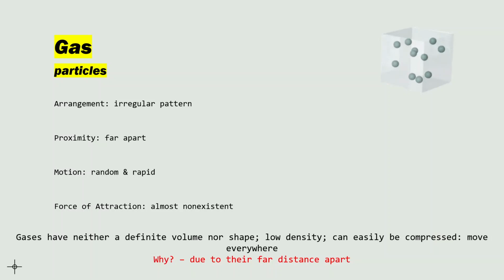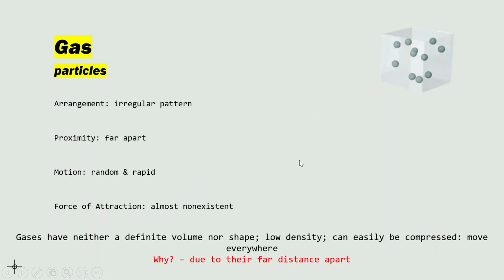The proximity, you can clearly see that these particles are far apart. When you look at the solid and the liquids, you will see that the particles are touching. They like to be around each other. With the gases, they don't seem to be friendly. They just move away from everyone else. So they're far apart. And the motion, they move randomly. They move randomly and they move rapidly. The force of attraction, almost non-existent. That's why they're so far apart.